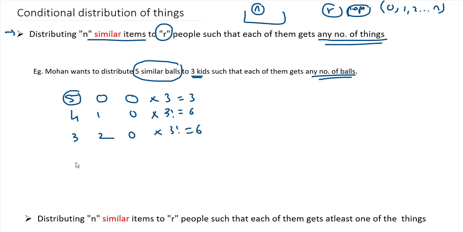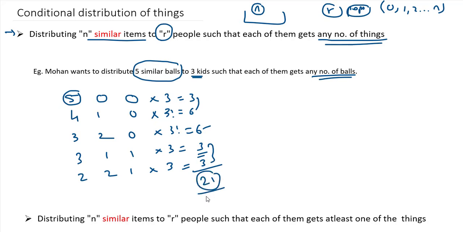This distribution of 5 balls can also be done in the way 3, 1, 1. Their internal arrangement can be done in 3 ways, so this will give us 3 more. Further, this distribution of 5 balls can be done as 2, 2, 1, and their internal division can be done in 3 more ways, which will give us 3. So the total number of ways in which these 5 balls can be distributed to 3 kids will be 3 plus 6, 9, plus 6, 15, 15 plus 6, 21 ways. So this is how you can distribute 5 balls to 3 kids such that each of them gets any number of balls.